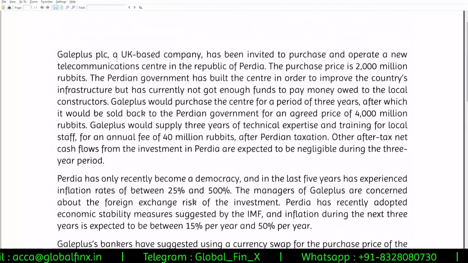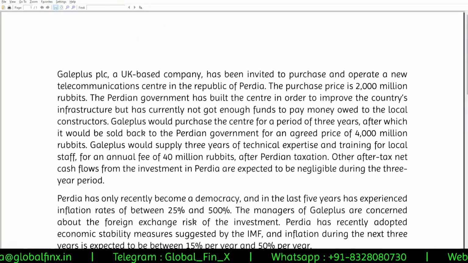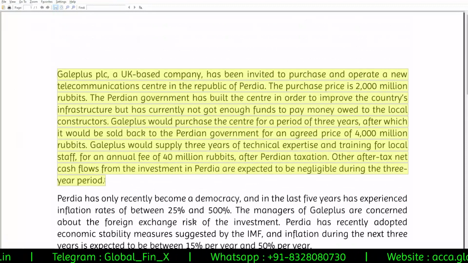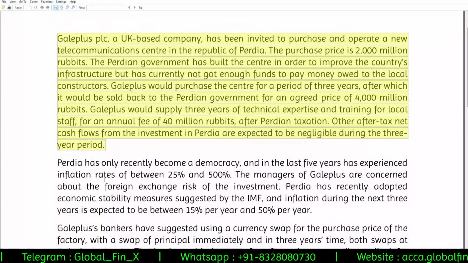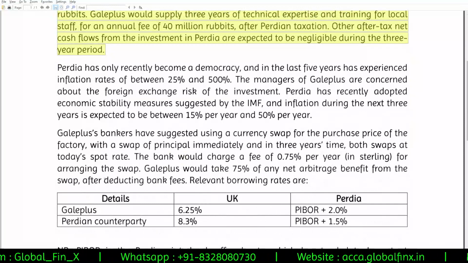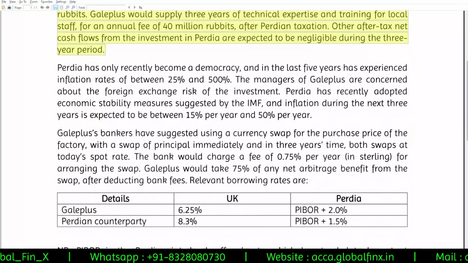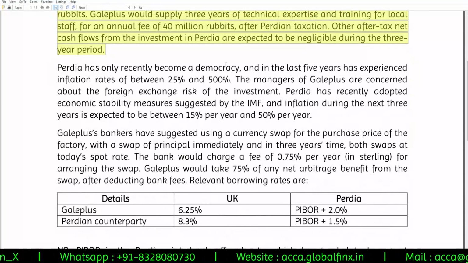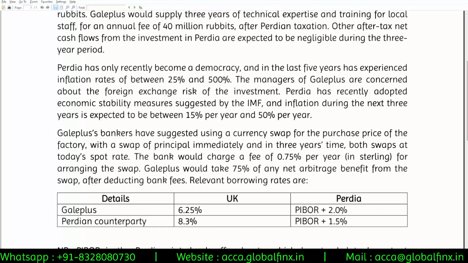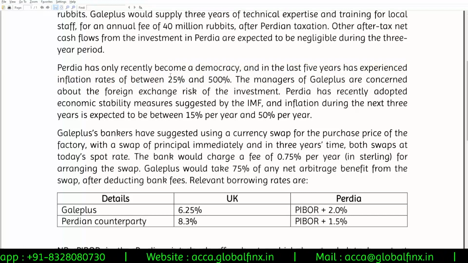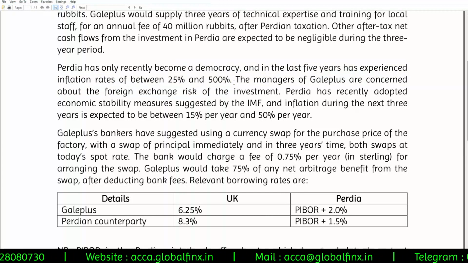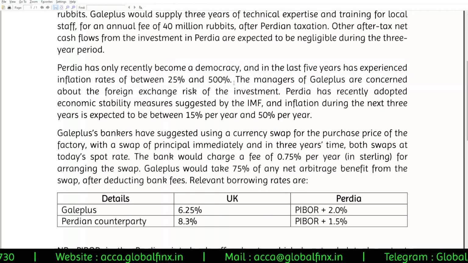Unless there is huge inflation, this is a great scenario, because in 3 years you are getting double your investment. Unless the inflation is more than that, in which case we cannot do anything, we'll lose money. Let's see the inflation situation. Perdia has only recently become a democracy and in the last 5 years has experienced inflation rates between 25 to, oh my god, that's 500%. This is a crazy inflation rate that we are talking about. 25 to 500%. Is it 500 or 50? Let's see. I don't know, it could be a simple typo as well.